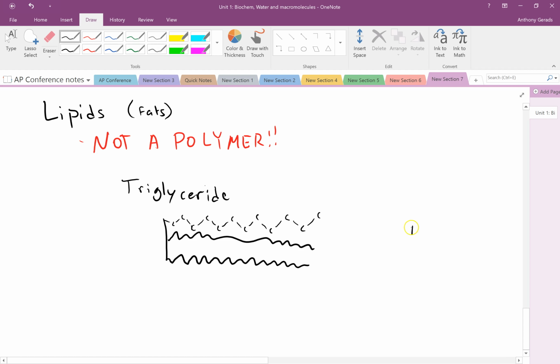Its main use is energy. That's why we store fat. It's energy for if we need it later on. So if I have excess calories, or excess food that I'm taking in, my body thinks, oh, I'm going to save this. I don't want to just waste it. I'm going to save it for later on. So that's what a triglyceride does.